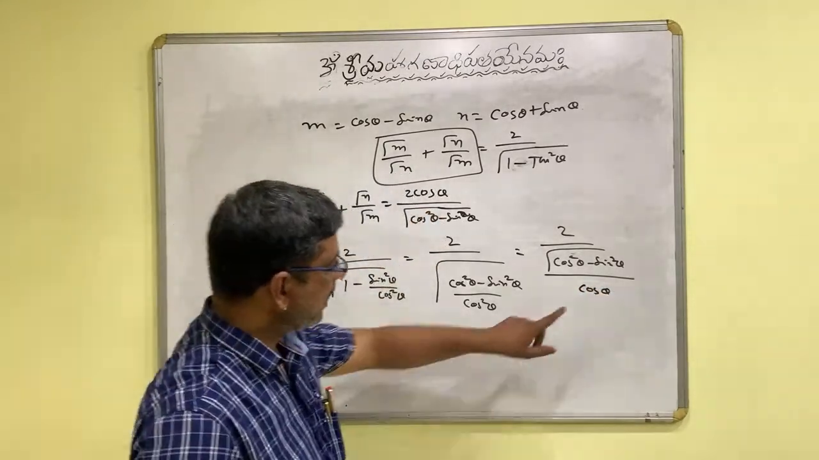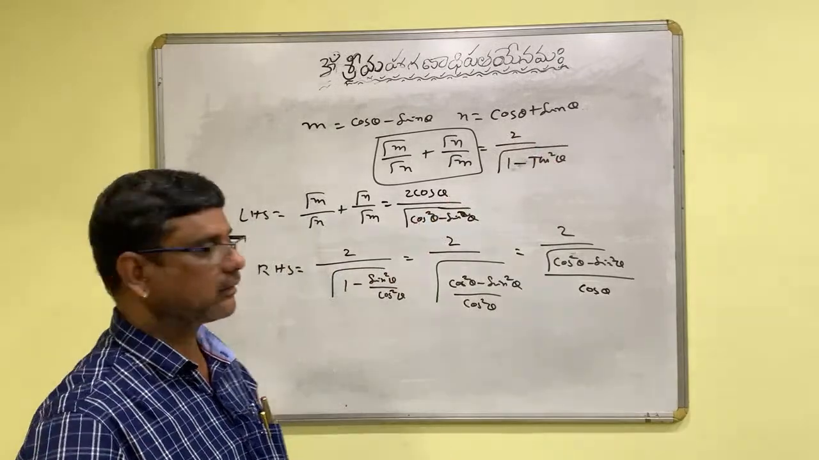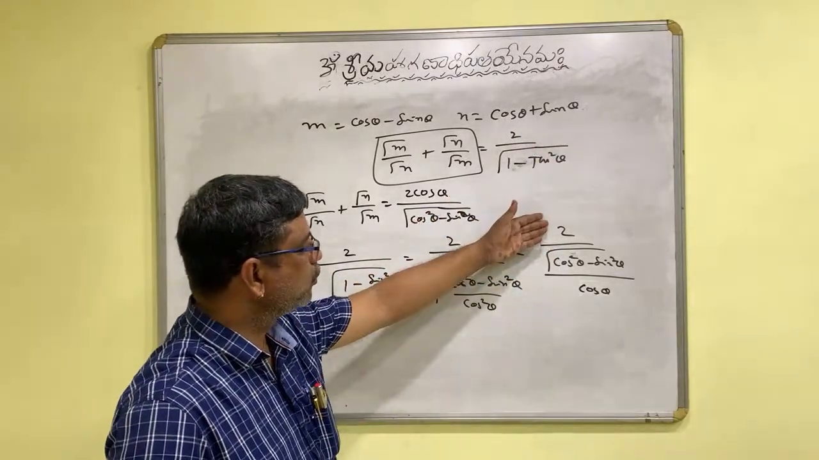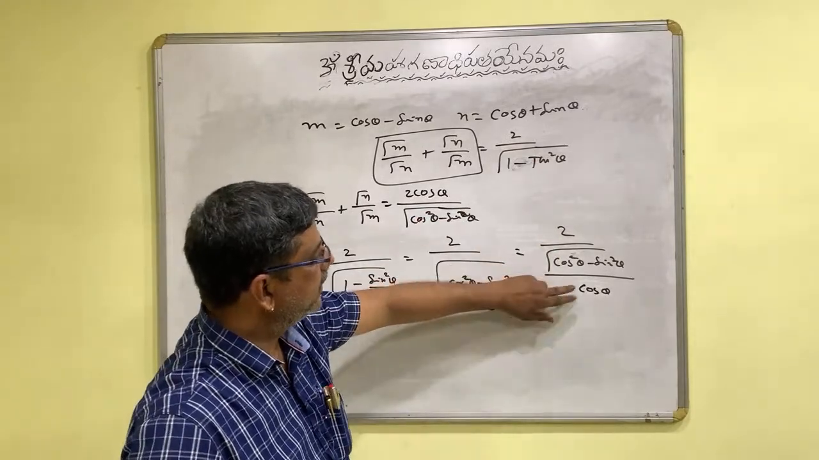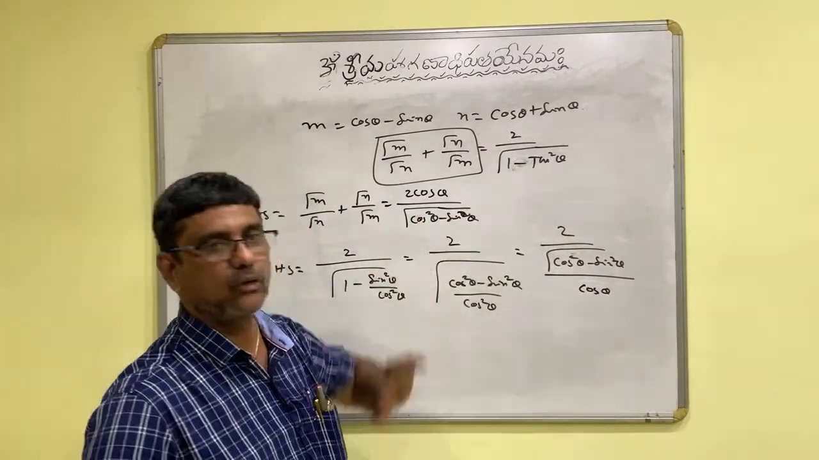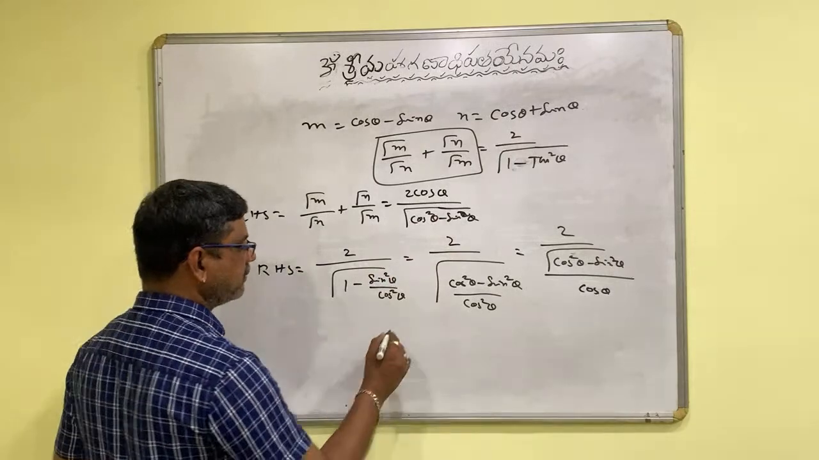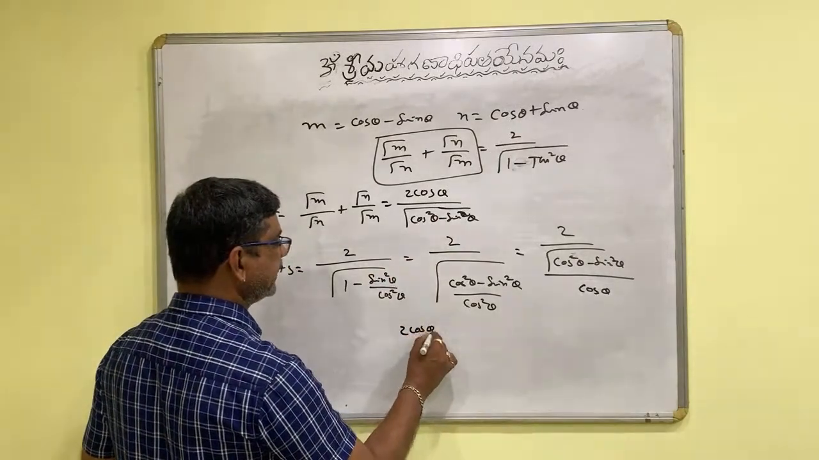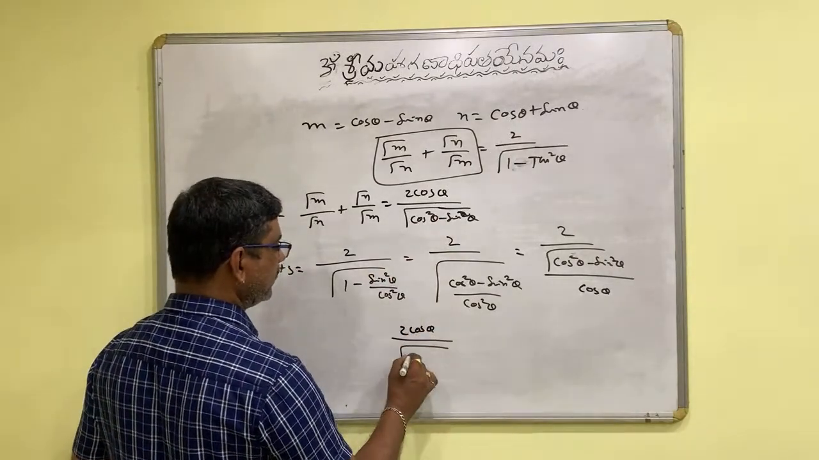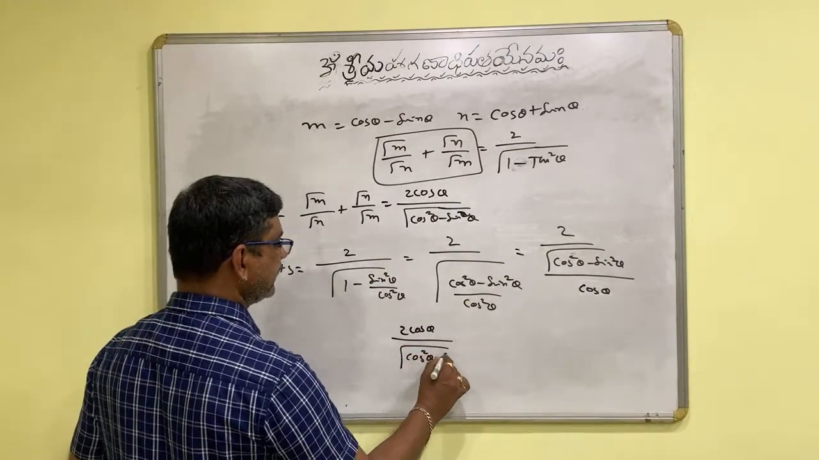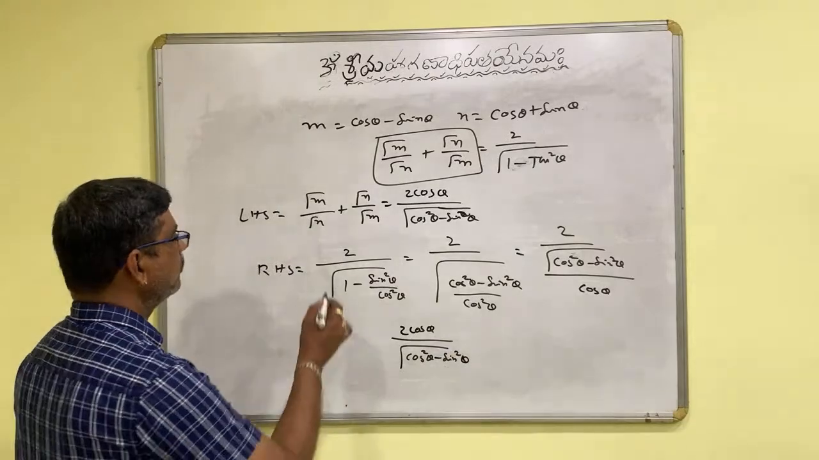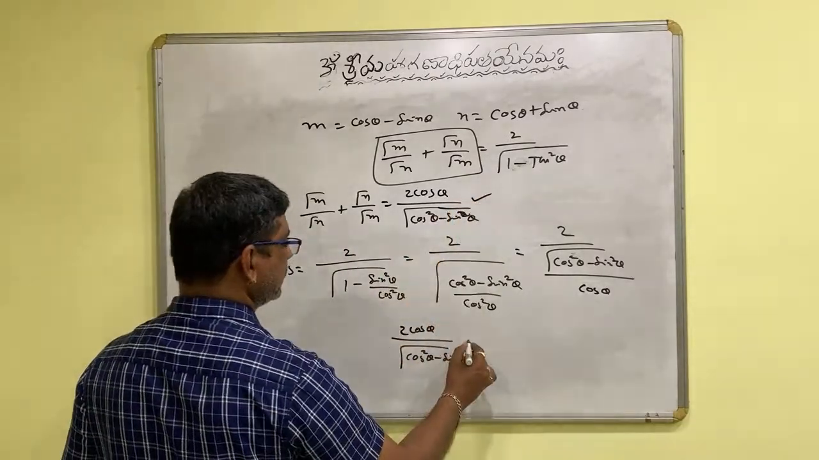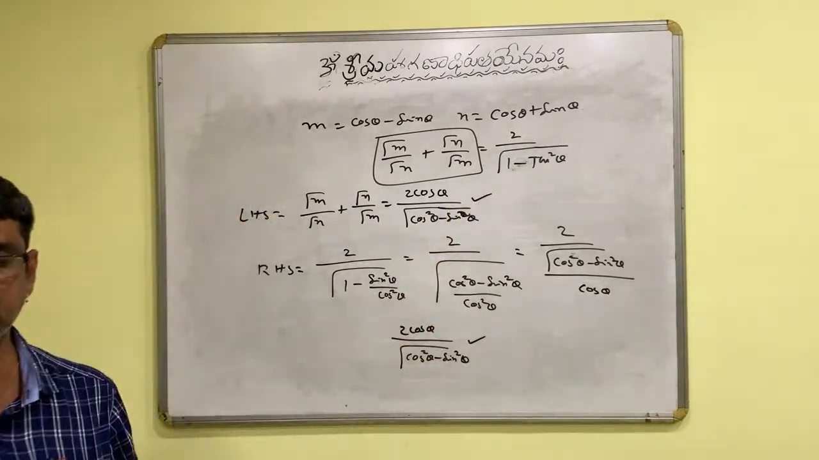And this cos theta will go to the numerator. 2 by a by b, 2 by something, 2 by a fraction, then it will be reversed and this cos theta goes to the numerator. Then the answer becomes 2 cos theta by root over cos square theta minus sin square theta. So whatever we got in LHS, we got the same in RHS.